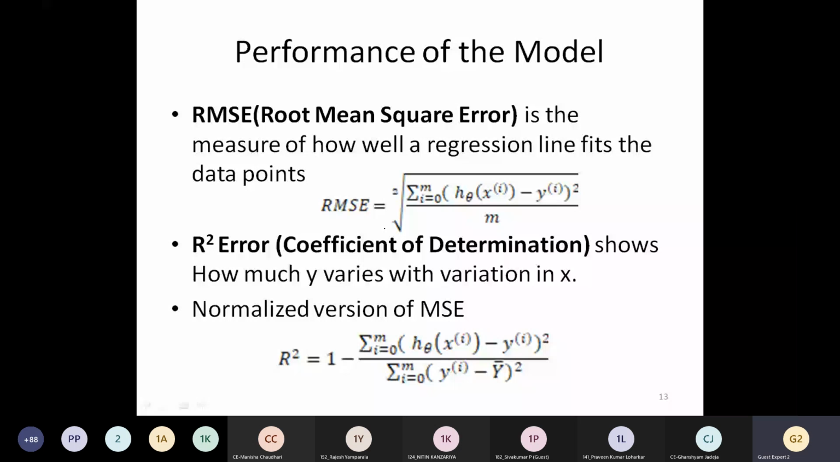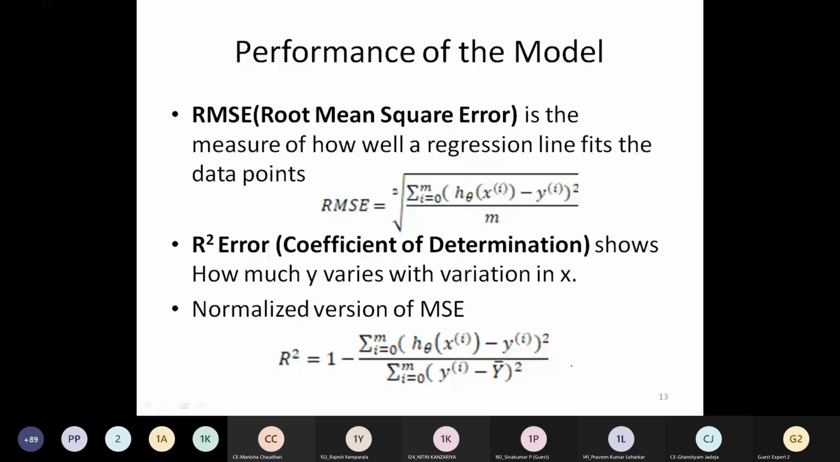Second is the R square error. R square error is nothing but the normalized mean square error. The equation of R square is equal to 1 minus the square error upon the variance of y. The value of R square is always between 0 and 1. And if the value of R square is large, your model has better performance. So that is how you can measure the performance of a regression model.